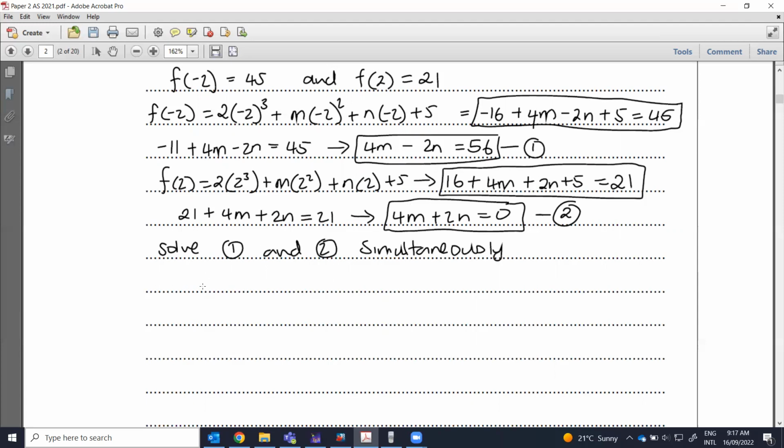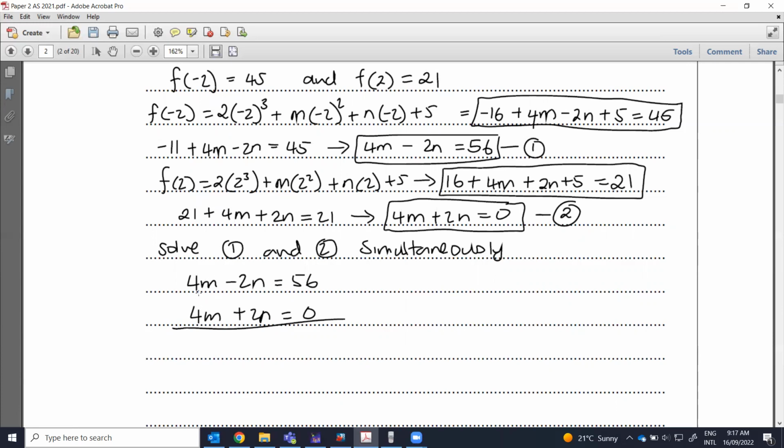Okay, so I'm going to use elimination like I said. If the question is not specific, you are free to use whichever method you feel most comfortable with. So if substitution is what you prefer, then go ahead and use that. But if you do it correctly, in the end, we should get the same answers. Okay, so elimination, I'm going to eliminate the m first.